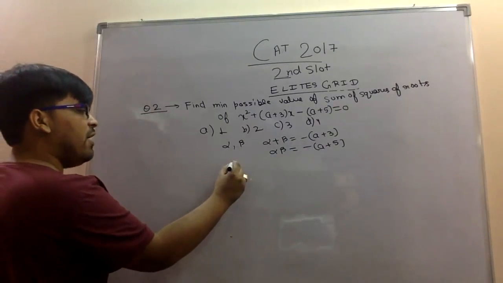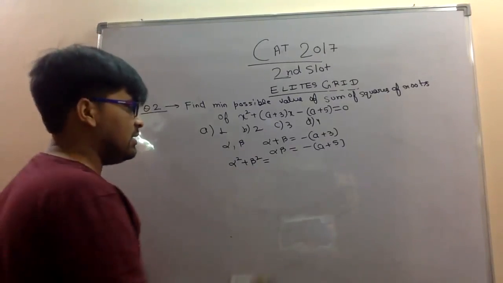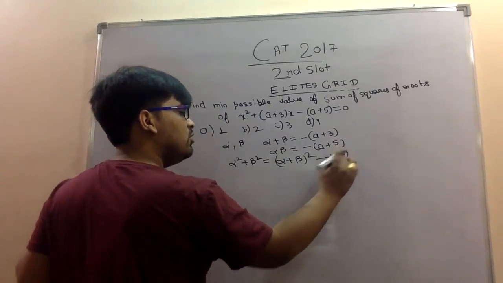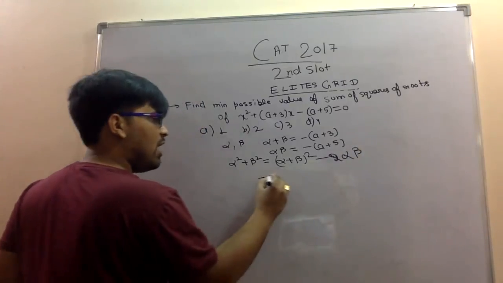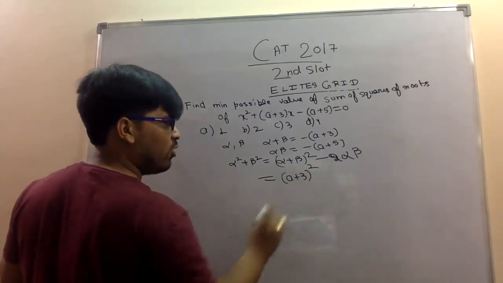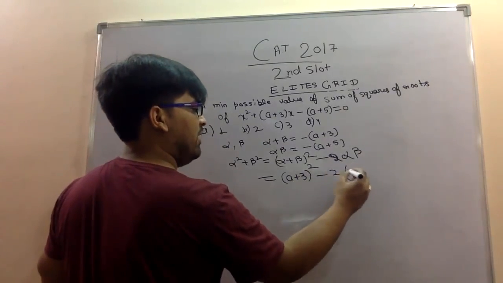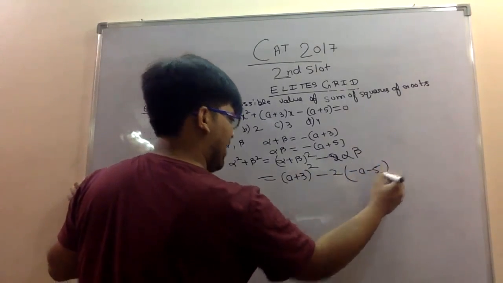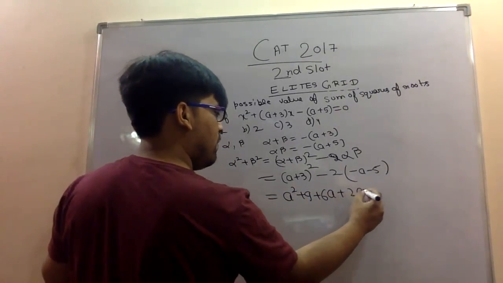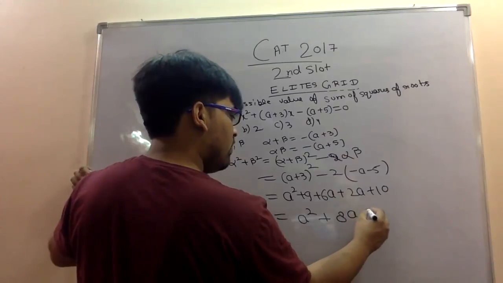And we want minimum value of alpha square plus beta square. So we can represent alpha square plus beta square in form of alpha plus beta whole square minus 2 alpha beta. And what is alpha plus beta? That is minus a plus 3 whole square, which will become a plus 3 whole square also, because minus 1 whole square will change into plus 1. Minus 2 alpha beta. Alpha beta, that is minus a minus 5. So this is a square plus 9 plus 6a plus 2a plus 10. That is a square plus 8a plus 19.